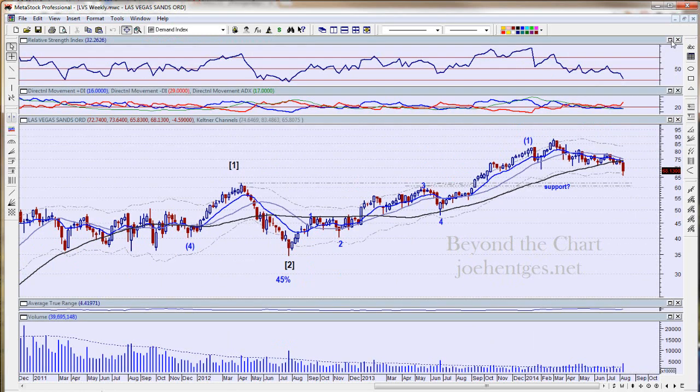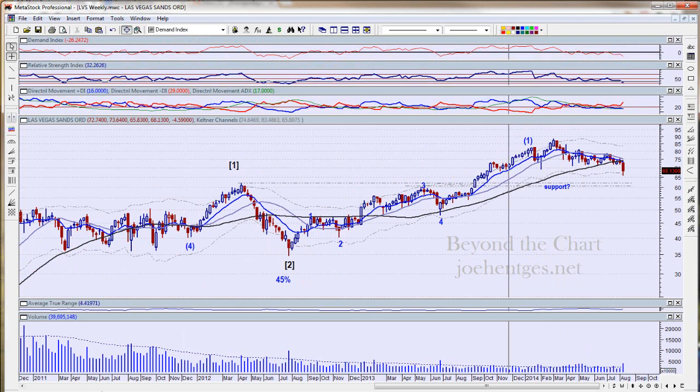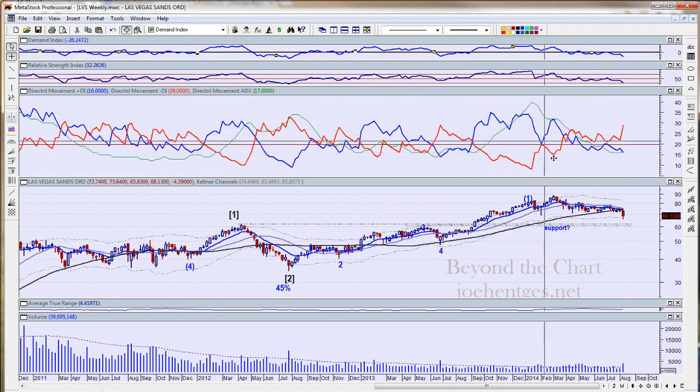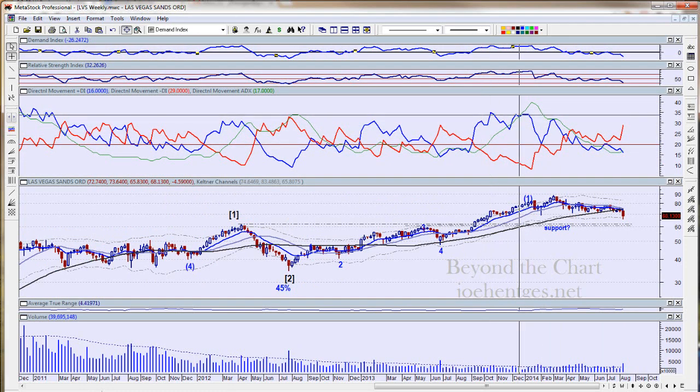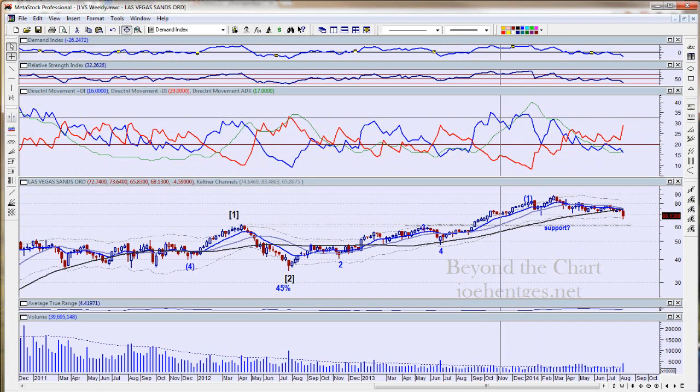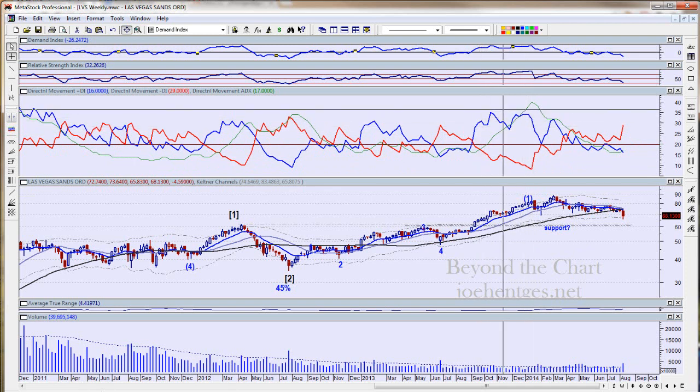Let's take a look at some of the indicators too, just for grins. And actually, I should have the demand index in here, and it's not showing up. Let's highlight that for a minute and make it blue. Okay, so here you can see that you were getting divergence as you approach the top of 1, in this 5th wave on DI plus.